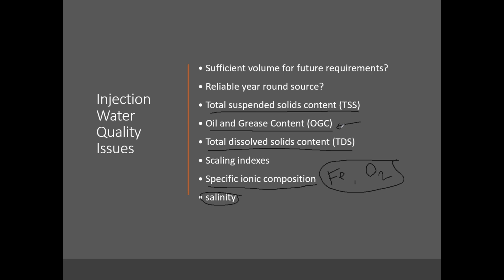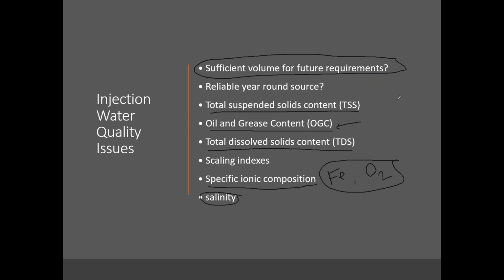And like in the previous slide, I was telling about the water sources. If you start water injection in a particular reservoir through a water injector, you should also ensure whether this injection water is reliable or not. Suppose you are taking from three or four different sources, whether those sources are sufficient to supplement your water injection requirement throughout the year or not. It needs to be ascertained before initiating, and whether there is sufficient volume for future requirements.